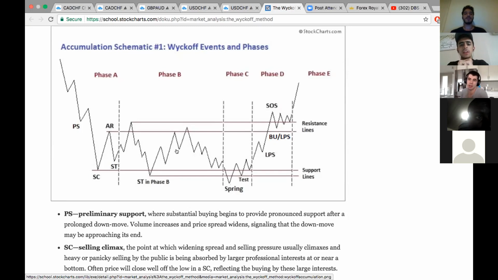And here's one more thing. For accumulation, how you can know the institutions and banks want to come into this market.